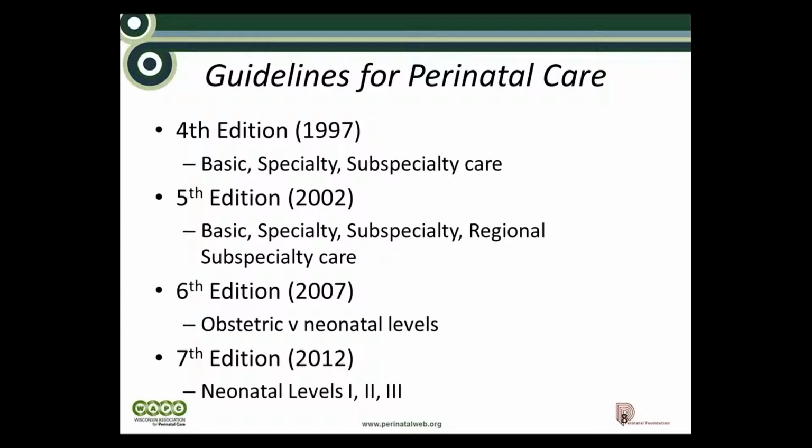5 years later, 2002, AAP and ACOG published the 5th edition. Now, despite the efforts to go with the functional classifications that you saw in the 4th edition, many people were still using the numerical values, the idea of levels 1, 2, and 3. So in response to this, in the 5th edition, you will see both of those denoted. And in addition, the 5th edition also introduced the concept of the Regional Subspecialty Perinatal Healthcare Center and identified 2 primary goals for this center.